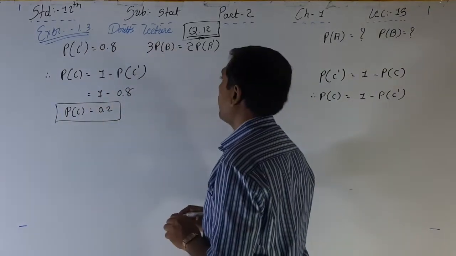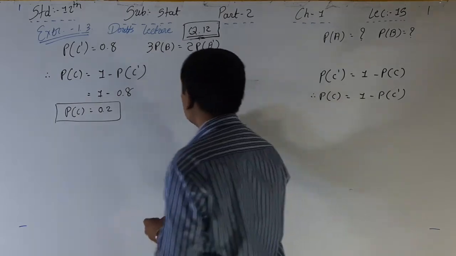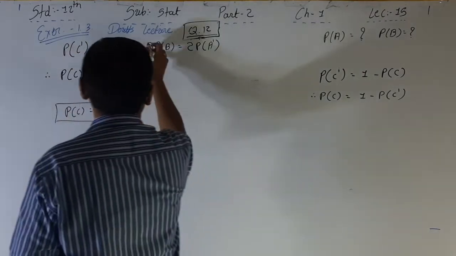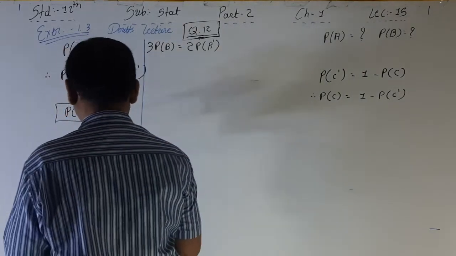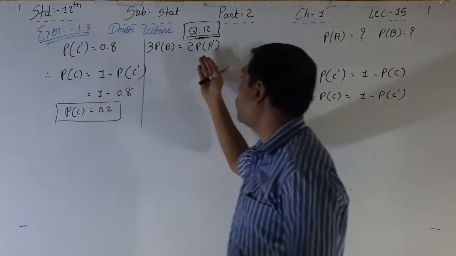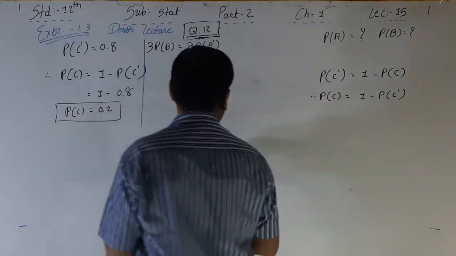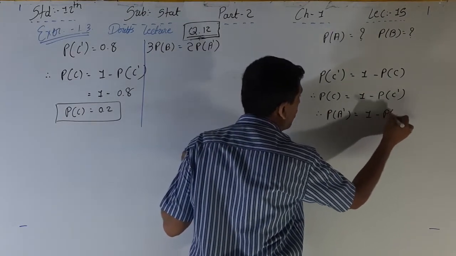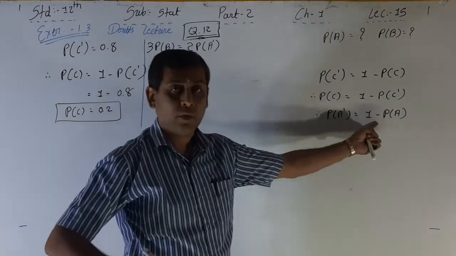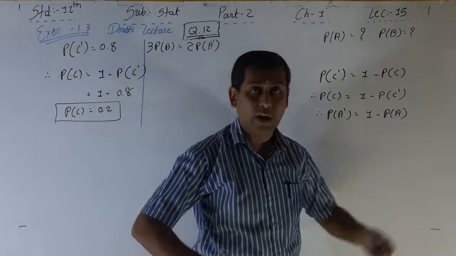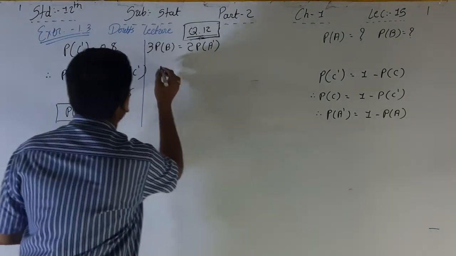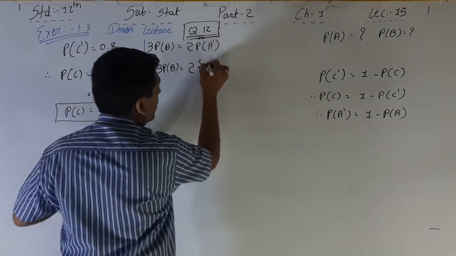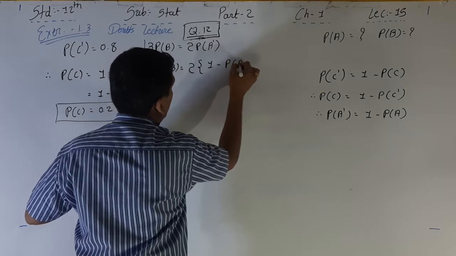Okay, now the relationship between these two is given here. 3 P of B is equal to 2 P of A dash. A dash means what here? Again, P of A dash is equal to 1 minus P of A. We can write it like that. I am using this here. Therefore, 3 P of B is equal to 2 into bracket 1 minus P of A.